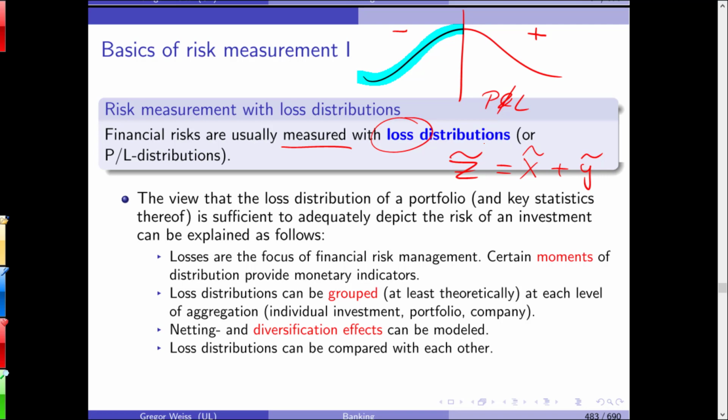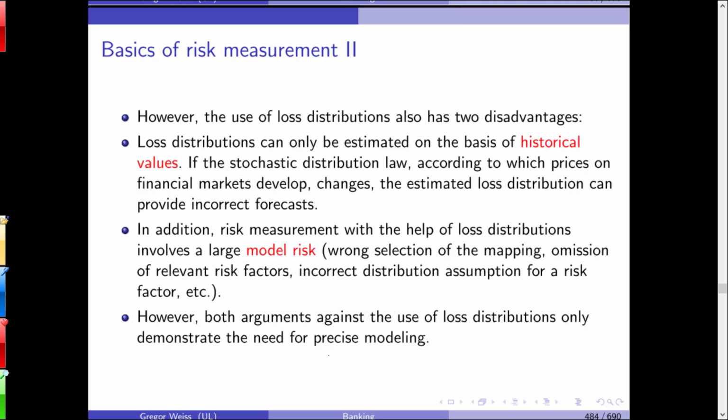You can account for netting and diversification effects when using loss distributions, and you can compare them. If you have two distributions, you can subtract them, you can compare them with each other, and this will allow you to measure your risk. Loss distributions also have a couple of disadvantages.